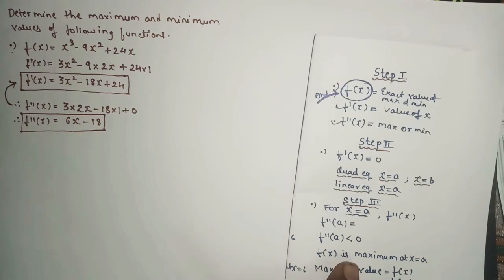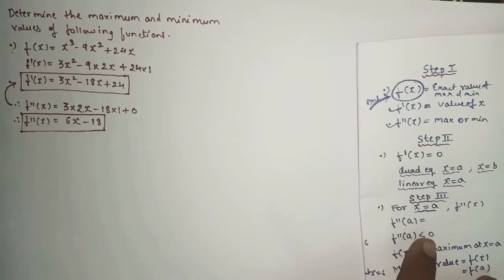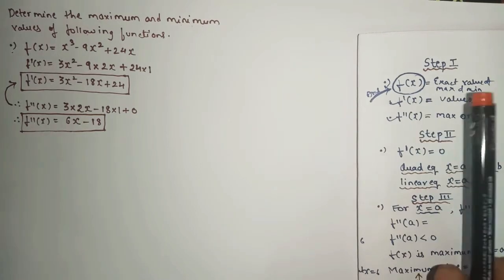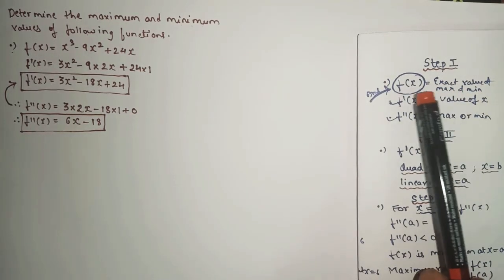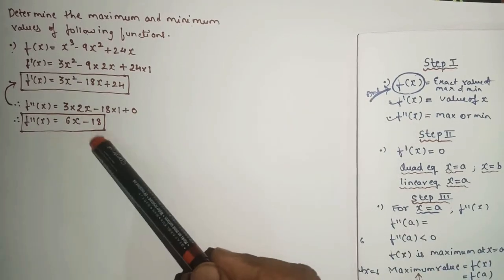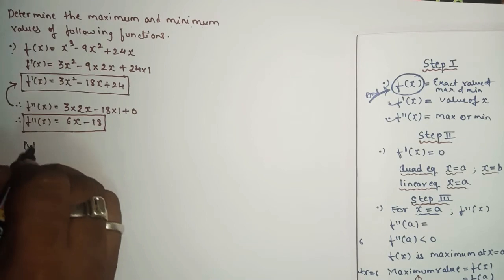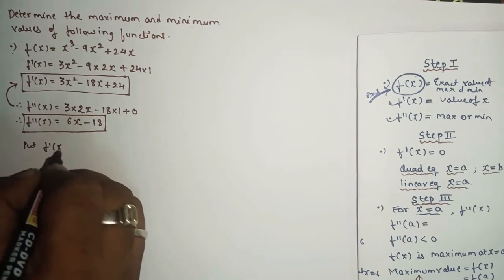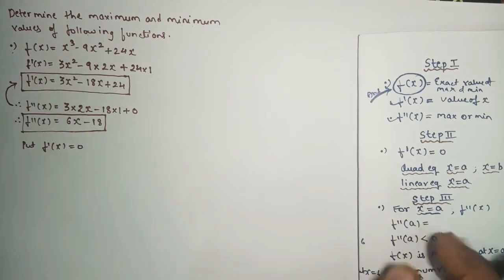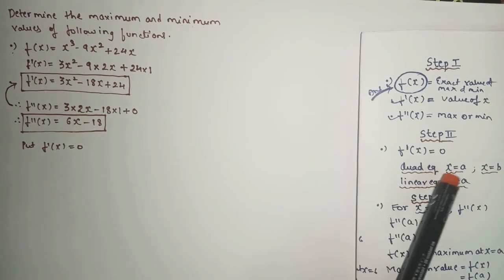Okay, so here we are done with the first step, step number 1. So f of x was there, we got f dash x as well as f double dash. So now we'll move on to step number 2. We'll put f dash x equals to 0. Why we'll put f dash x equals to 0? To get the value of x.